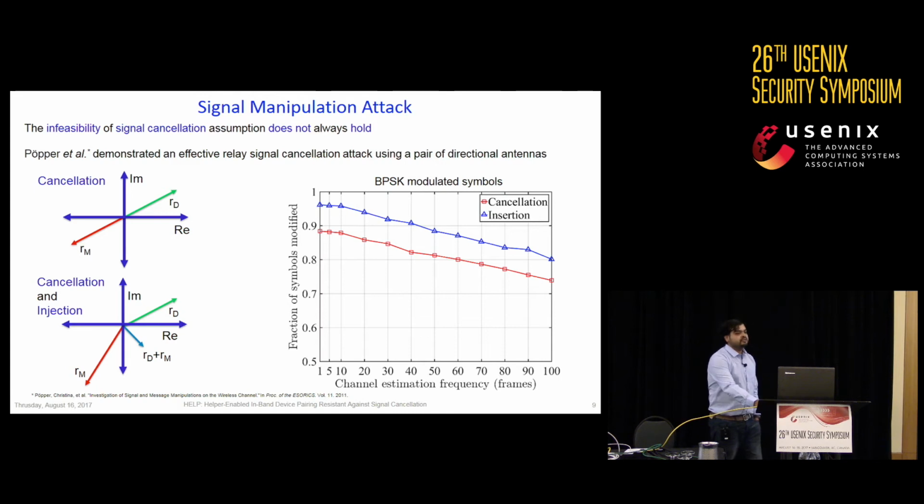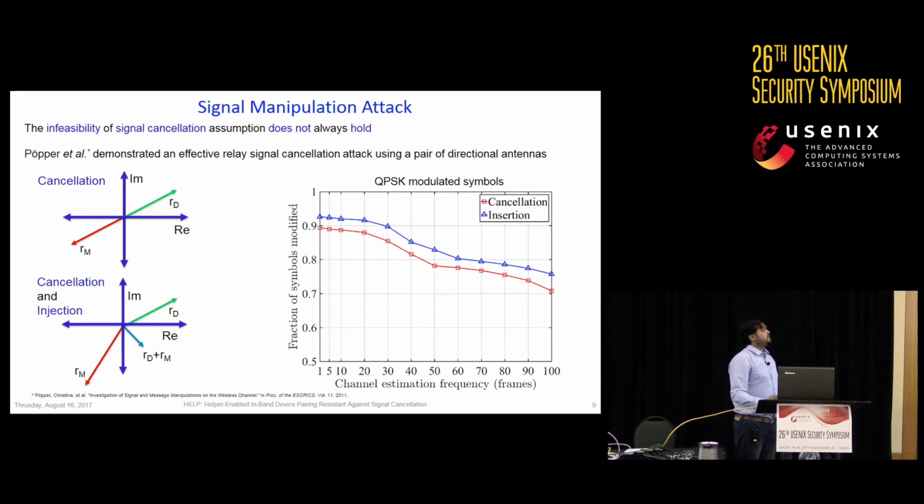So we performed a few experiments on a USRP platform to see the feasibility of these attacks, and as you can see from the plot on the right-hand side, cancellation is possible almost 90% of the time, and cancellation and insertion more than 90%, when we use BPSK modulated symbols. The x-axis here is the channel estimation frequency from Mallory to the device and Mallory to the hub. We repeated the experiment for QPSK modulated symbols, and we saw similar trends in cancellation.